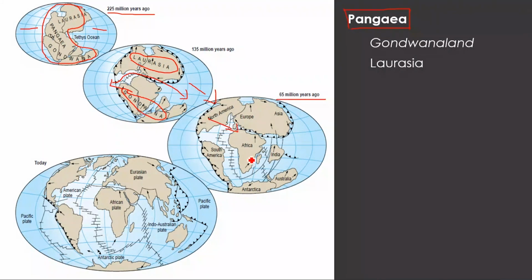This is how the continents further shifted: Laurasia drifted into North America, Europe and Asia, and Gondwanaland shifted into South America, Africa, India, Australia and Antarctica. Similarly, this process continues for millions of years, and today, this is the situation where our different continents are separated by different water bodies or oceans.